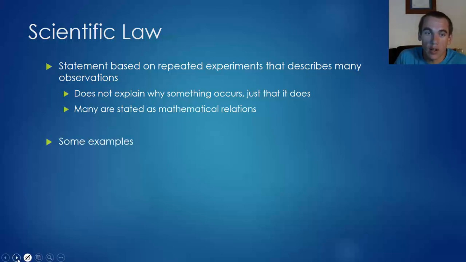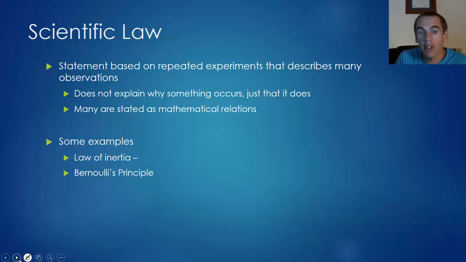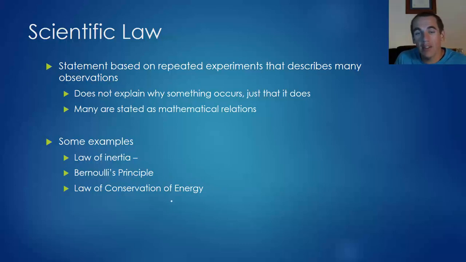So besides the pendulum, some other examples: the law of inertia, which is Newton's first law, right? An object's velocity remains constant unless an unbalanced force acts on it. Bernoulli's principle, which tells us about the speed of air and the pressure it can exert, or a fluid. And the law of conservation of energy. Energy can't be created or destroyed. The faster a fluid moves, the less pressure it exerts, and an object's velocity remains constant unless acted on by an unbalanced force. Those are three laws. They don't explain anything about why that's the way things are. It just says that's the way things are.